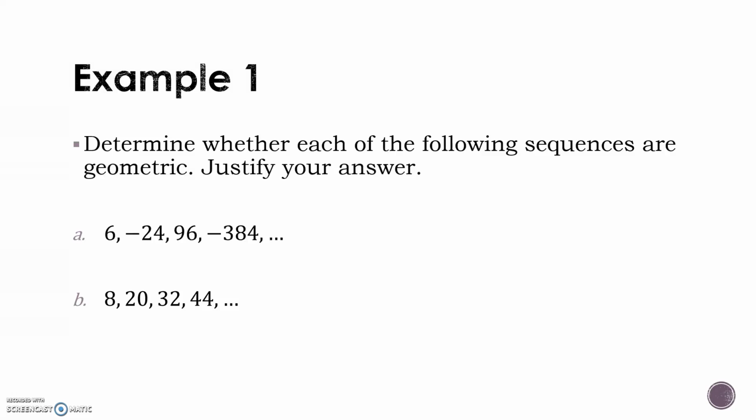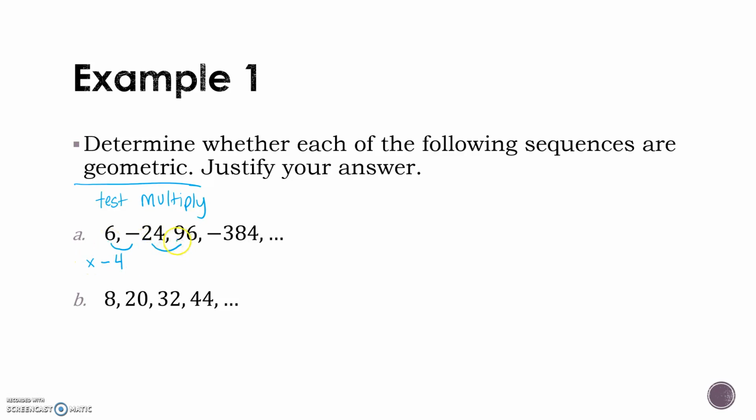All right, so determine whether each of the following sequences are geometric and justify your answer. So how do we get from 6 to negative 24? Since we're only testing for geometric and not just saying is it arithmetic or geometric, we're going to test the multiplication. So what do I multiply 6 by to get negative 24? I multiply by negative 4.